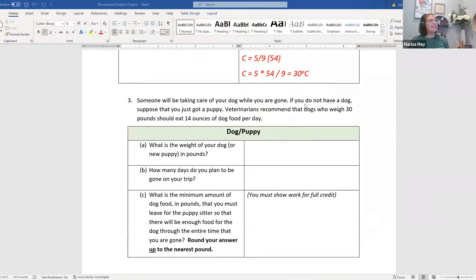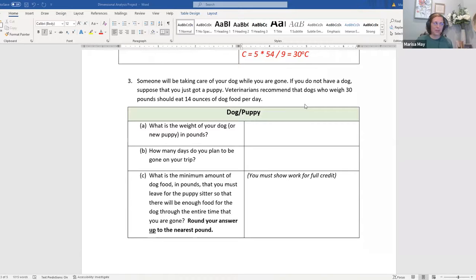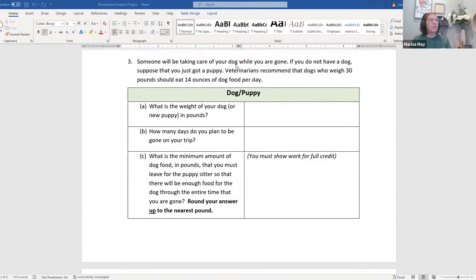All right, so let's look at number 3 here. I am going to work through A, B, and C. So someone will be taking care of your dog or pet, but we're going to go with the dog. If you don't have a dog, now you do. So you just got a puppy. The one piece of information in the instructions I want to highlight is that veterinarians recommend that dogs who weigh 30 pounds should eat 14 ounces of dog food each day.